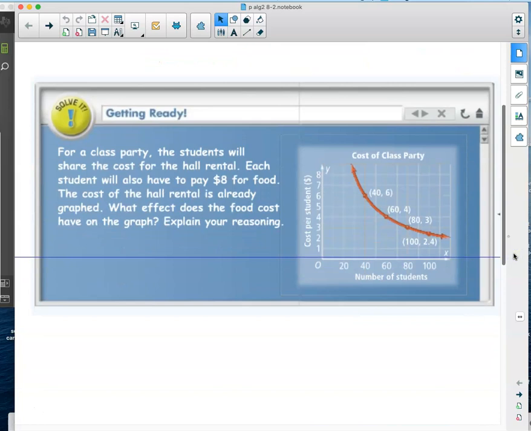For a class party, the students will share the cost of the hall rental. Each student will also have to pay $8 for food. The cost of the hall rental is already graphed. What effect does the food cost have on this graph? What would happen? So I look at this and I see we've got a number of students here, and this is the cost per student. But this is without the food. So we're going to be adding another $8 onto this cost for food, which in this graph means we're going to go another $8 up.